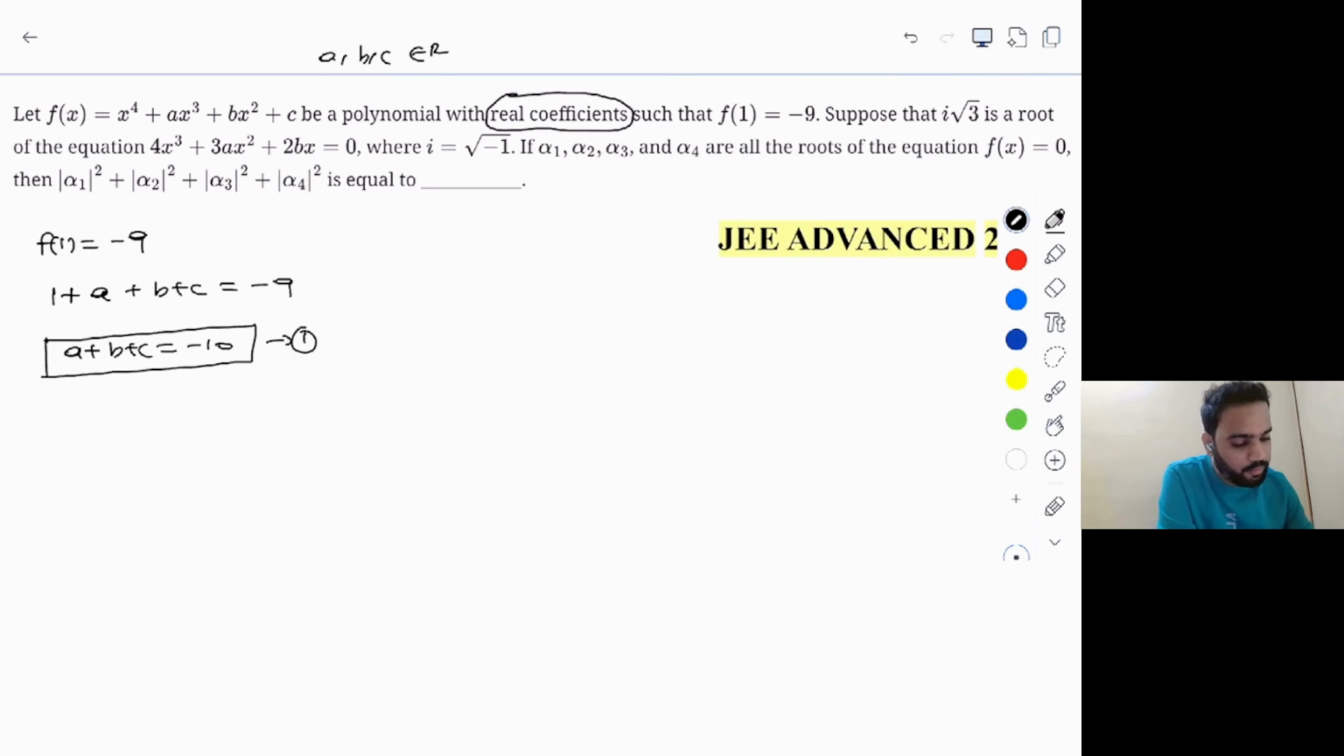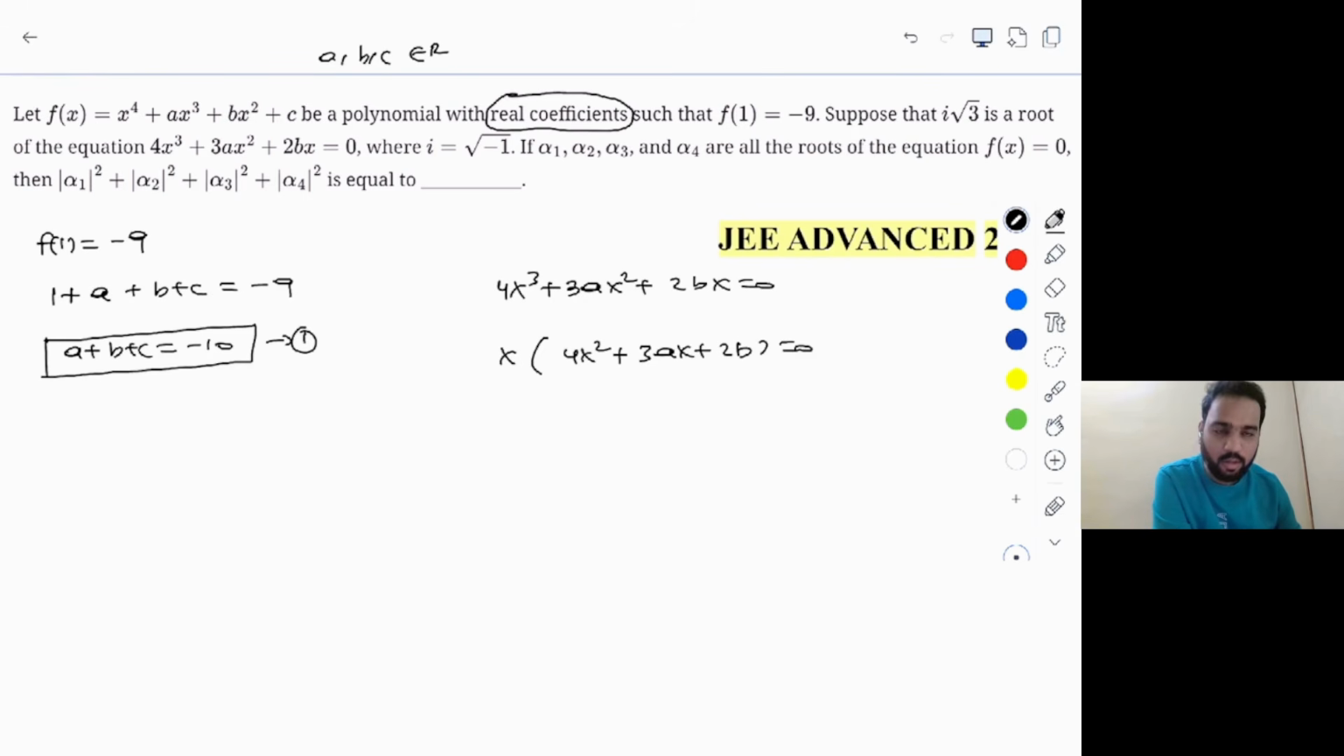Now let's continue the question here. It is given that i root 3 is a root of another polynomial equation, that is 4x cube plus 3a x square plus 2b x is equal to 0. But I can take x common here, right? If I take x common here, the remaining part will be 4x square plus 3a x plus 2b is equal to 0. So clearly you have two factors here. One case will be x is equal to 0. The other case will be 4x square plus 3a x plus 2b is equal to 0.